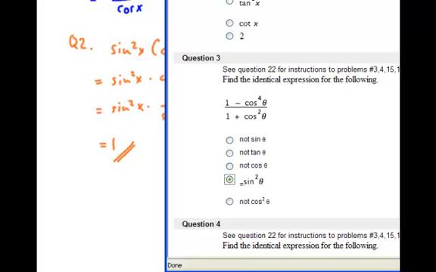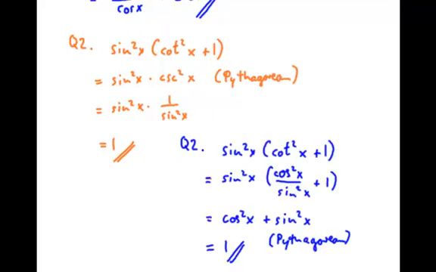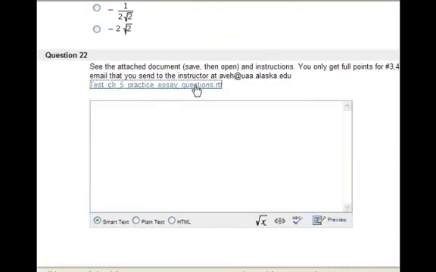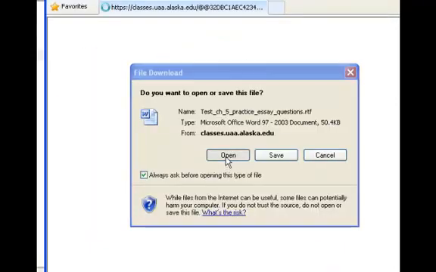So I'm going to pick that one. And so that one is going to be 1 minus cosine to the fourth divided by 1 plus cosine squared theta equals apparently sine squared theta. Okay, and then I'm going to open this one here, and let's see what it says there.